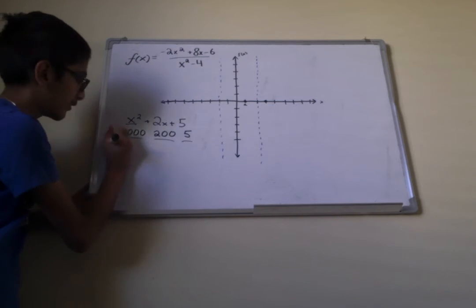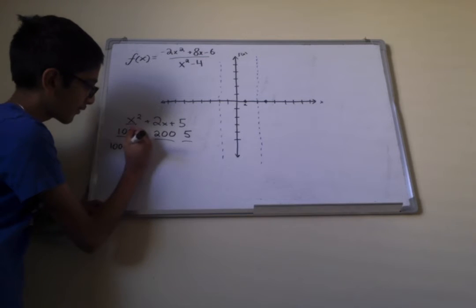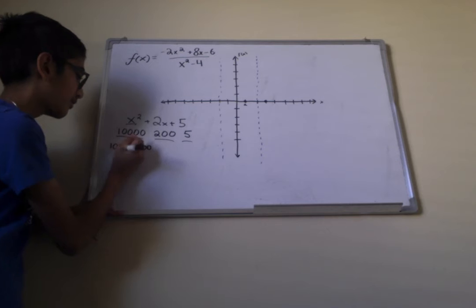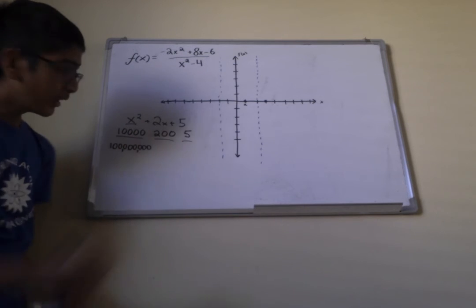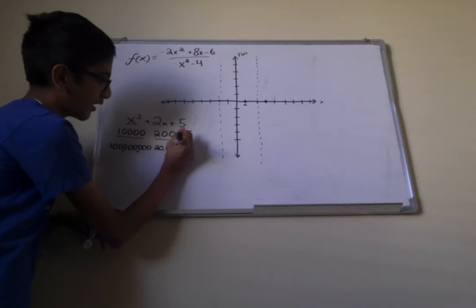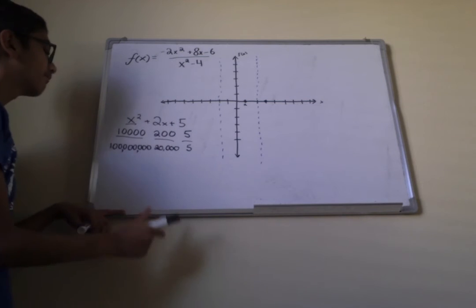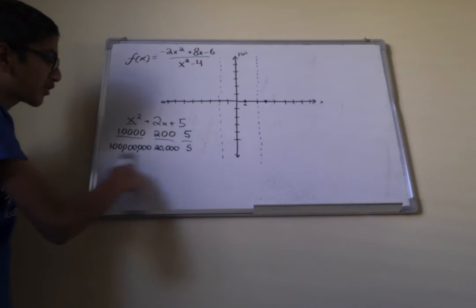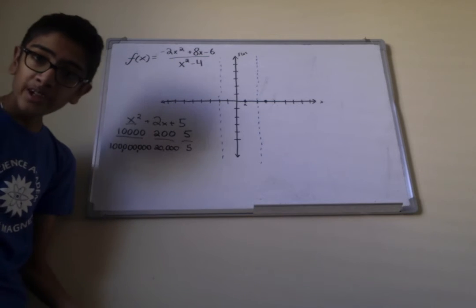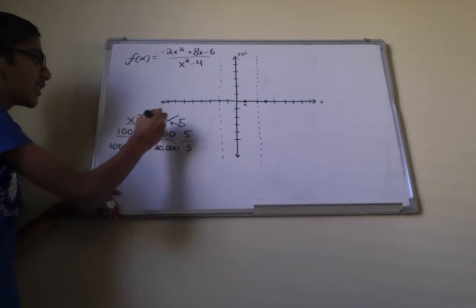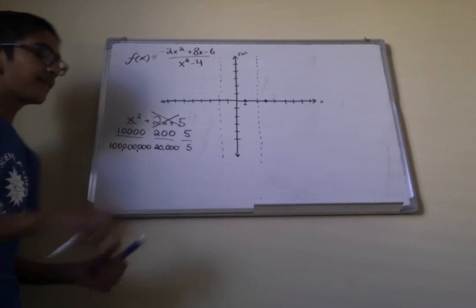10,000 now. So 10,000 squared would be this number with 8 zeros. What would it be? 100 million. Then our 2x would be 20,000. Then our 5 would be 5. So it looks like this value is getting much, much larger. So as we get super duper duper big, these other ones don't actually matter much, and we only care about the first one.